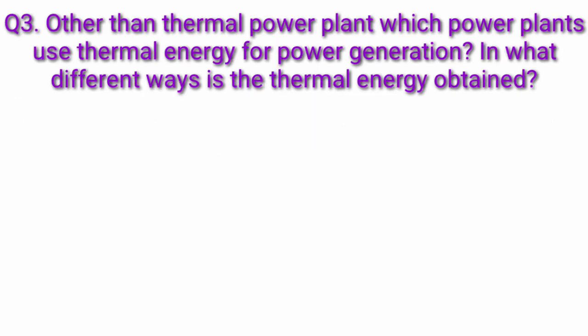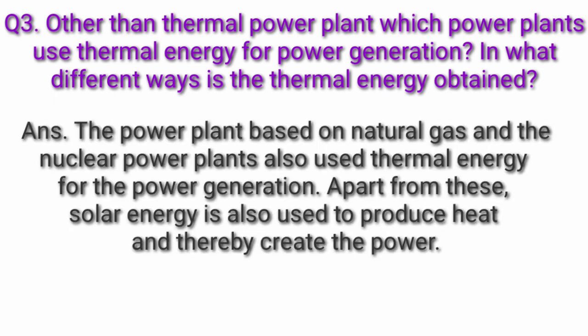Question 3. Other than thermal power plant, which power plants use thermal energy for power generation? In what different ways is the thermal energy obtained? Answer: the power plant based on natural gas and nuclear power plants also use thermal energy for the power generation. Apart from this, solar energy is used to produce heat and thereby create the power.